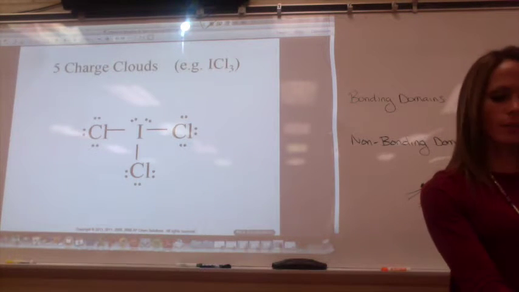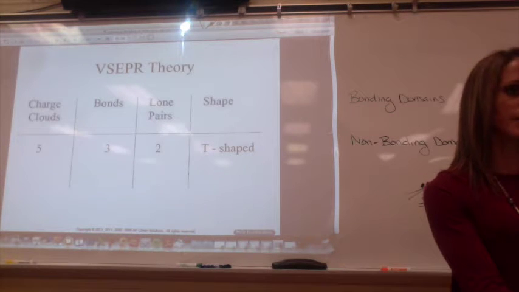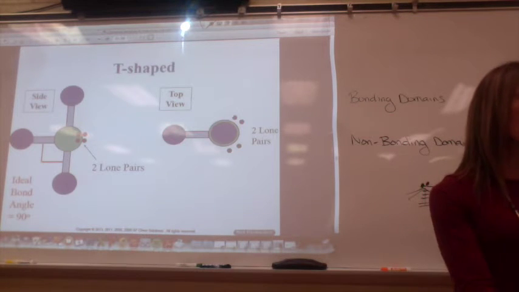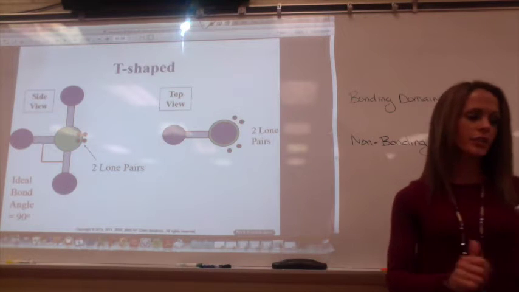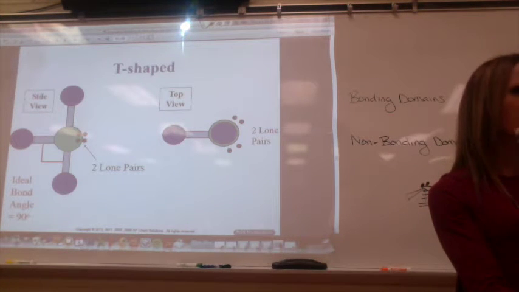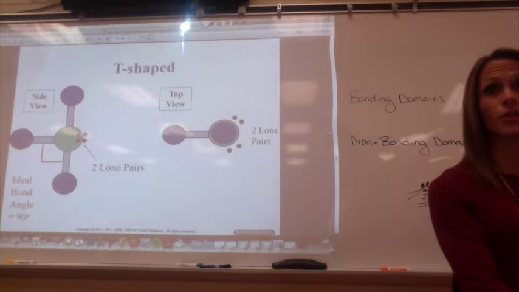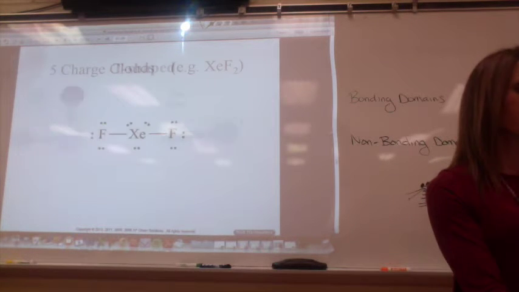3 bonding, 2 non-bonding. T-shaped. So you end up with a T-shape. Those 2 lone pairs are sitting on it. Bond angles are 90. Any questions so far? I'm kind of rapidly going through it now, but this is what you do. You draw your structure, and then you just count them.